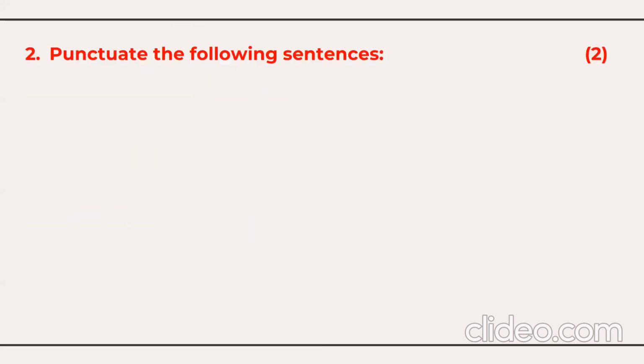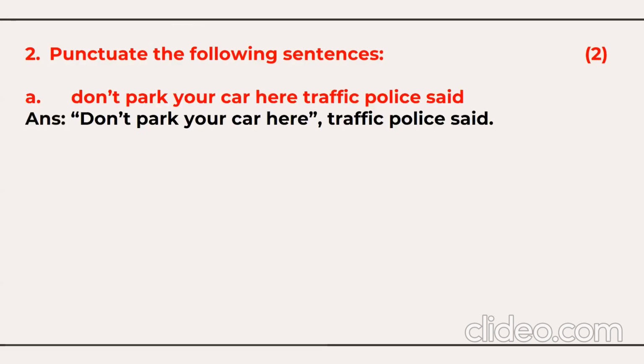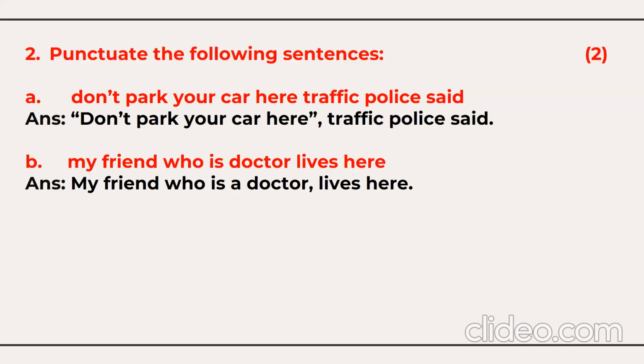The last question from the workbook: punctuation. So 2 questions are given for punctuation. Number 1, don't park your car here, traffic police said. So it's a dialogue. So dialogue should be in double quotes: open quote, Don't, D capital, don't with apostrophe T, park your car here, close quote, comma, traffic police said, full stop. My friend who is a doctor, lives here. My friend who is a doctor, comma, lives here.